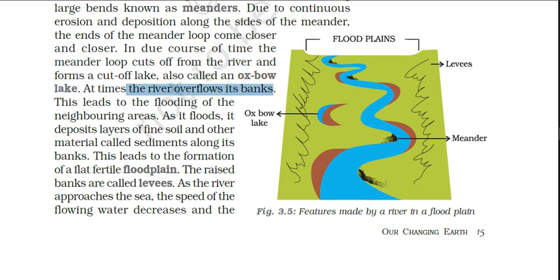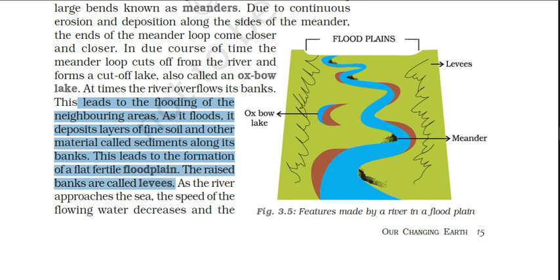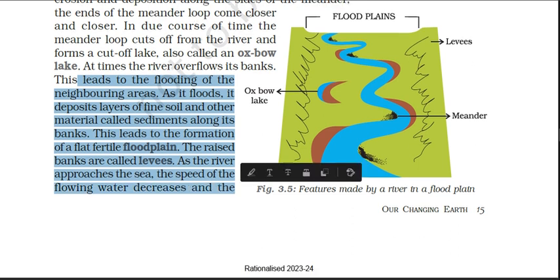At times, the river overflows its banks. This leads to the flooding of the neighboring areas. As it floods, it deposits layers of fine soil and other material called sediments along its banks. This leads to the formation of a flat, fertile floodplain. The raised banks are called levees.